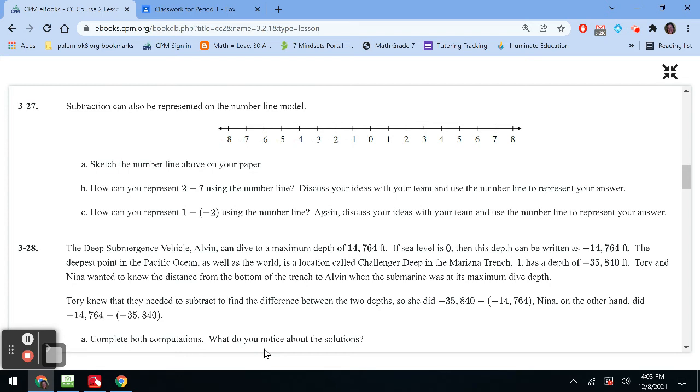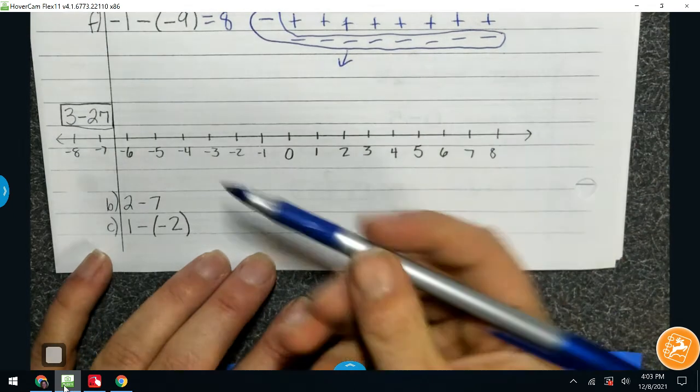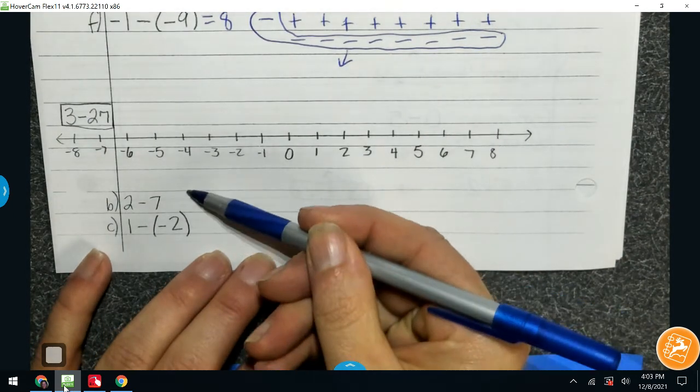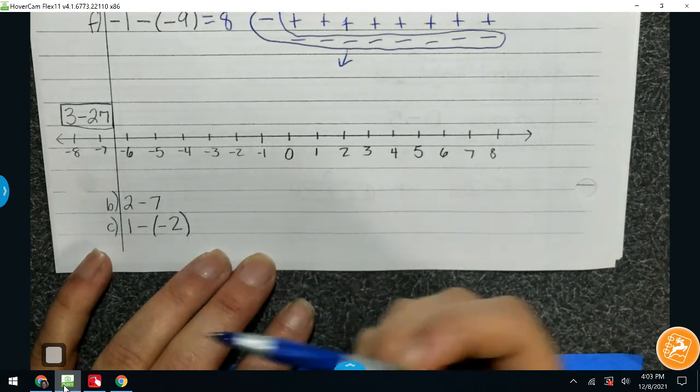So for this one right here, it says to sketch the number line above on your paper. I have already done that for you. So Bravo says, how can you represent 2 take away 7 using the number line? Discuss ideas with your team and use the number line to represent your answer. So what we're going to do is we're going to look at our notebook right here. And again, I already copied this part for you. I even copied the 2 problems that we're going to be doing on here. So I'm going to start with this guy right here.